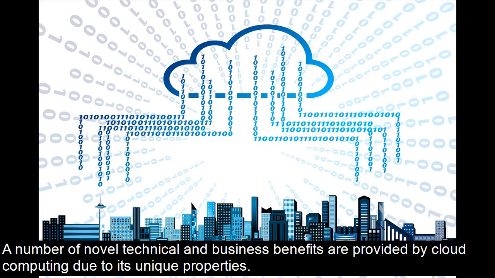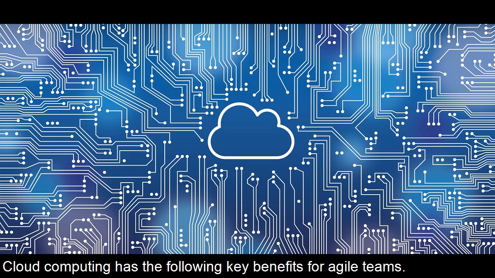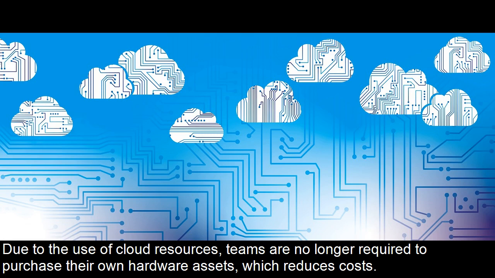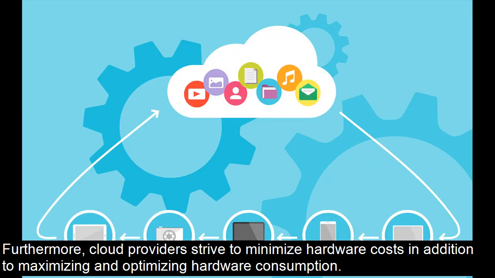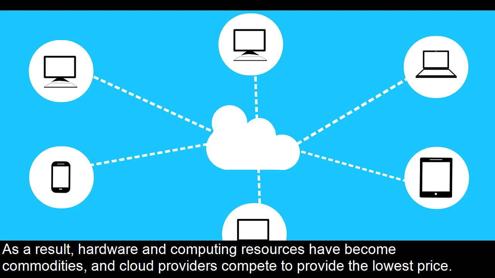Providers of cloud computing services provide cloud resources, execute code, return the results, and then destroy the resources used. A number of novel technical and business benefits are provided by cloud computing due to its unique properties. Cloud computing has the following key benefits for agile teams. Due to the use of cloud resources, teams are no longer required to purchase their own hardware assets, which reduces costs. Furthermore, cloud providers strive to minimize hardware costs in addition to maximizing and optimizing hardware consumption. As a result, hardware and computing resources have become commodities, and cloud providers compete to provide the lowest price.